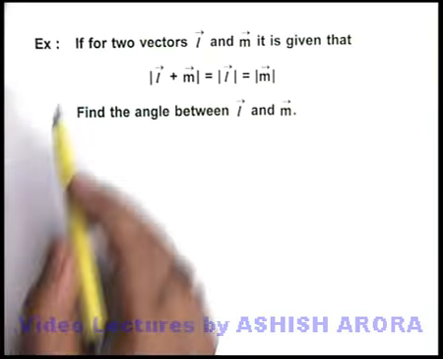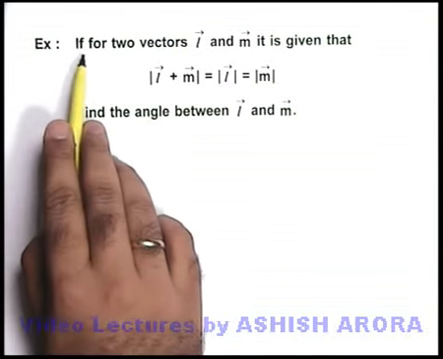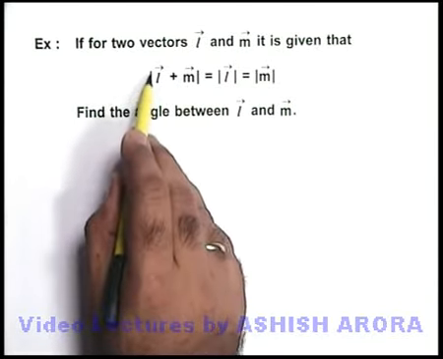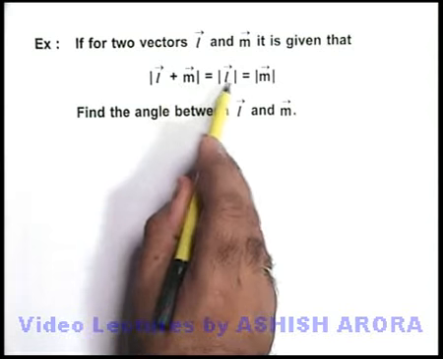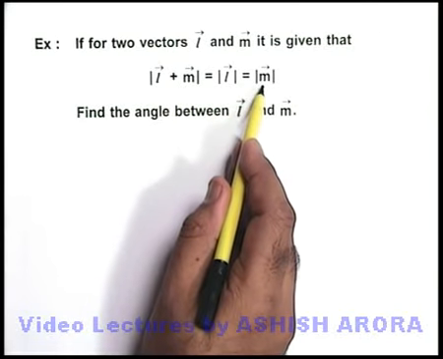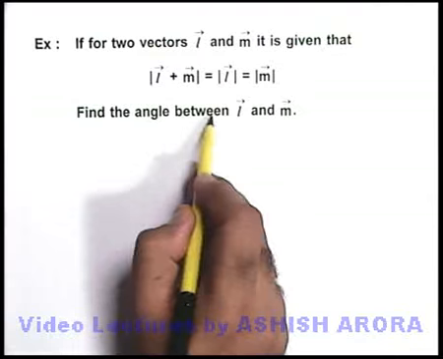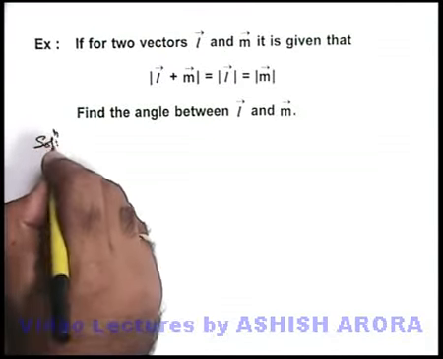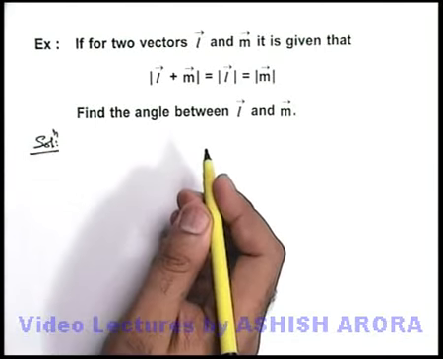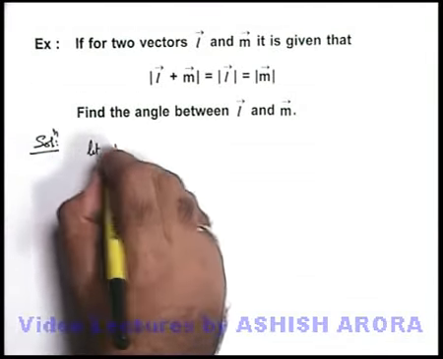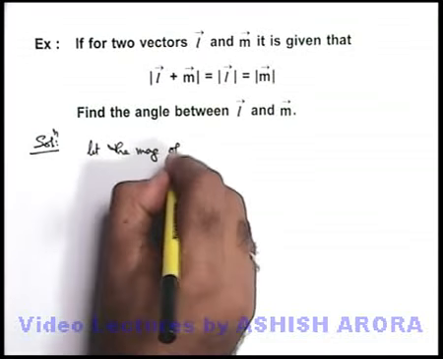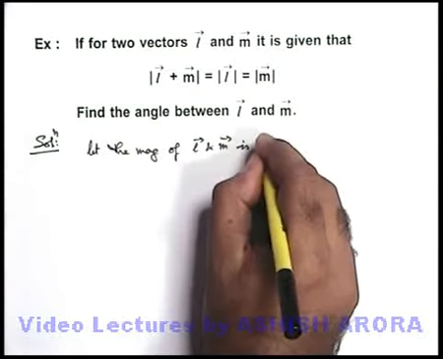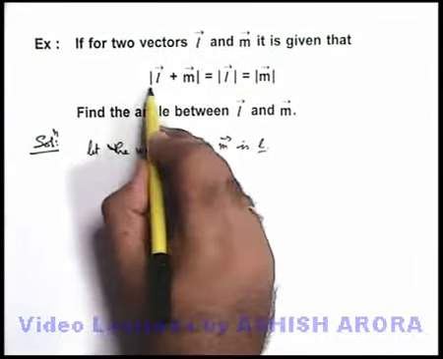Now we'll see one more example where it is given that for two vectors, L vector and M vector, we are given that the magnitude of vector L plus M is equal to the magnitude of L, and the same is equal to the magnitude of M. And we are required to find the angle between L vector and M vector. Here we just directly use the results of the parallelogram rule. Let the magnitude of L vector and M vector be, say, L.